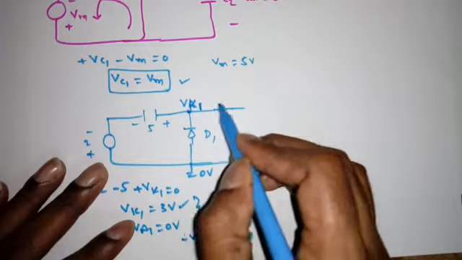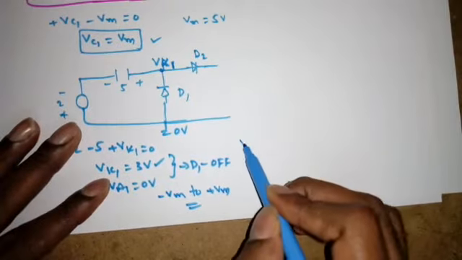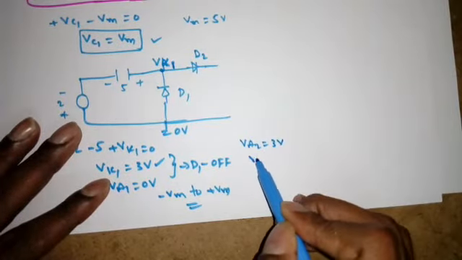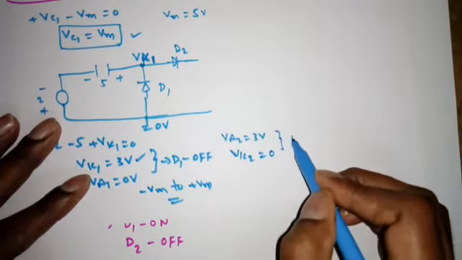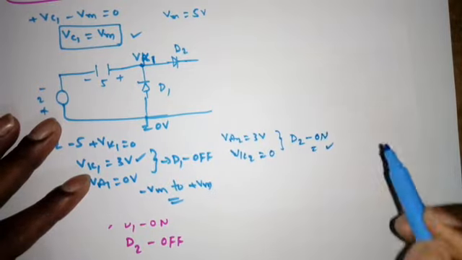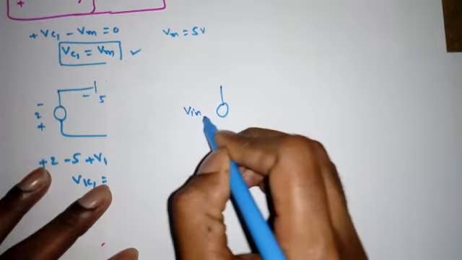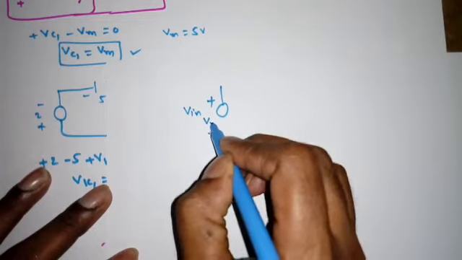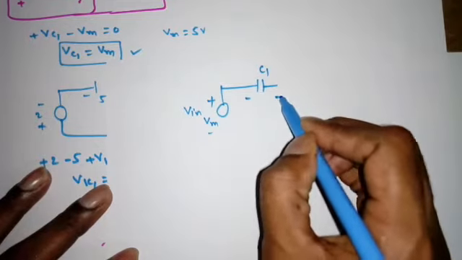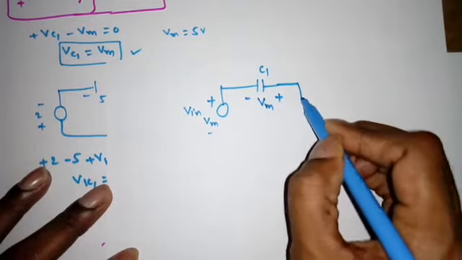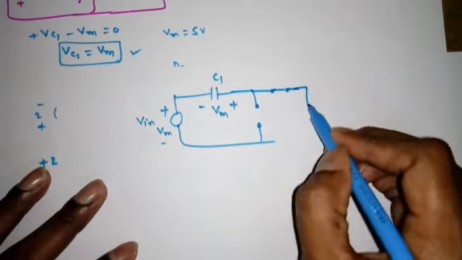But what happens to the diode D2? Yes, VK1 we got 3 volts. That means VA2 is 3 volts. VK2 is, the capacitor is initially uncharged, so 0 volts. So VA2 is greater than VK2. The diode D2 will be on. Then the equivalent circuit will be like this. So this is Vin. So I can apply maximum positive value as Vm. And the capacitor C1 is charged to how much voltage? Minus plus Vm. And the diode D1 will be off, and the D2 will be on, short circuit, and the capacitor is C2.